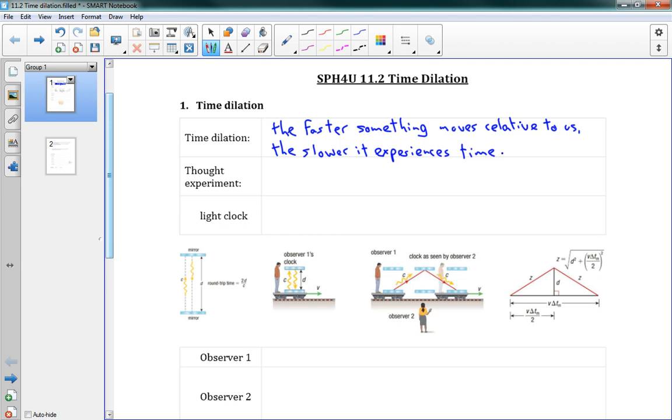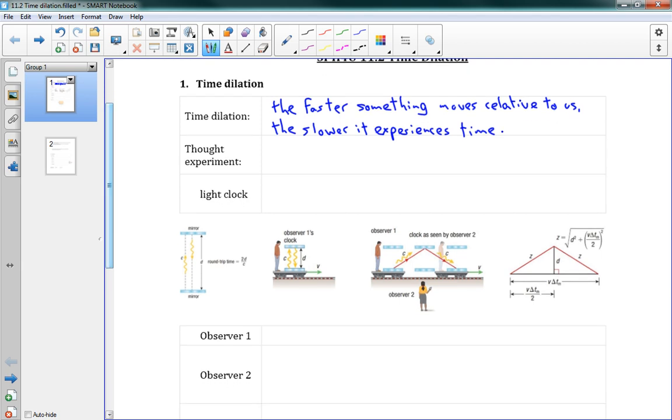You can think about this in terms of how it was described in 11.0, where we are always moving at the speed of light, and so the more that speed is in the space component, the less it goes through the time component. There are a few other ways to think about it, and in this lesson we're going to be looking at Einstein's original thought experiment that led to this idea of time dilation.